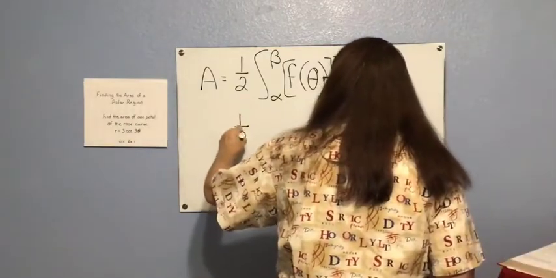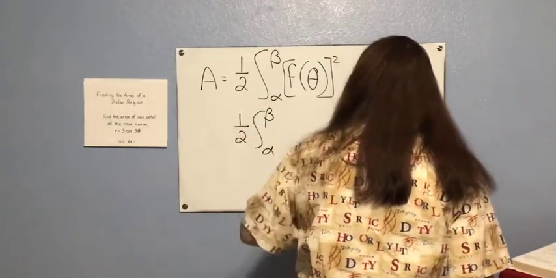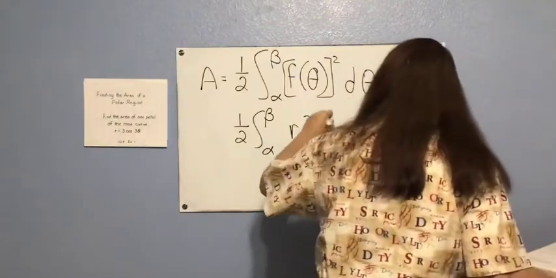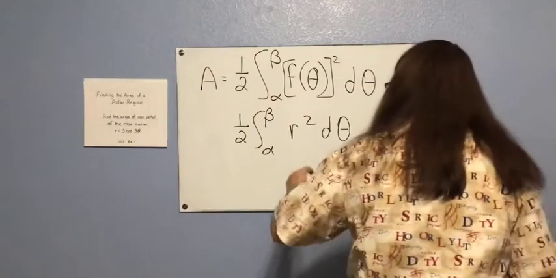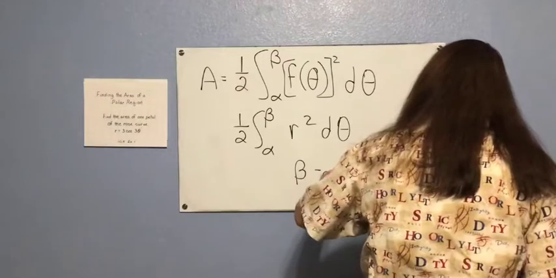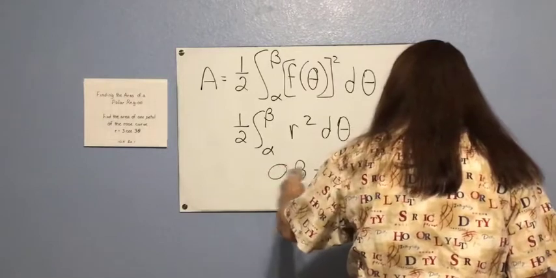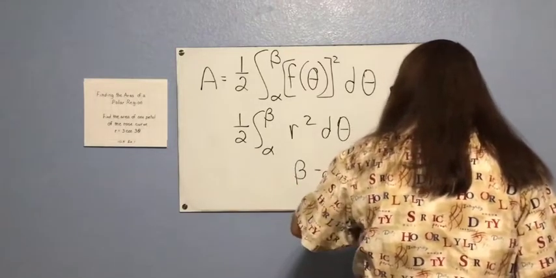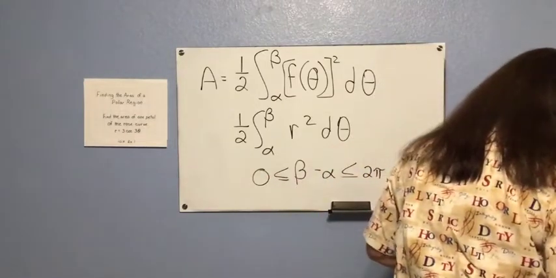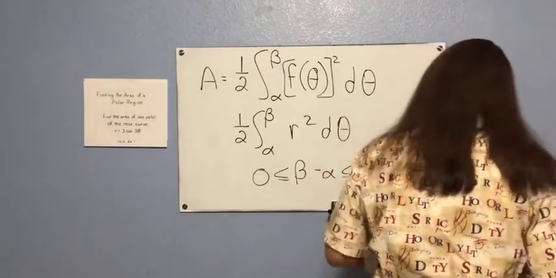Okay, we could also write it as 1/2 the integral from alpha to beta of r squared d theta. Okay, we have a provision: beta minus alpha must be in between 0 and 2 pi. And that applies for this shortened form of the formula.